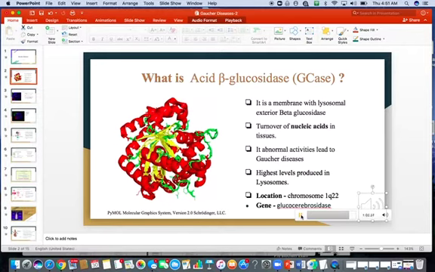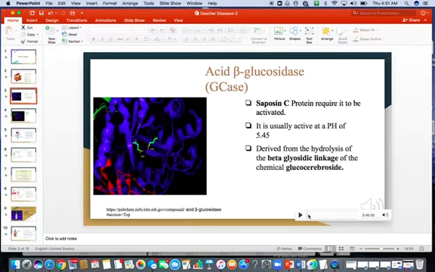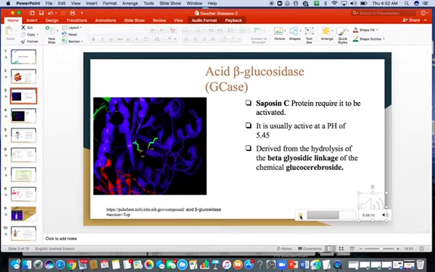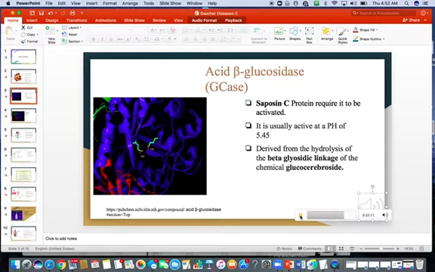And it is a protein enzyme which is usually found on chromosome 22 of the human chromosomes. It helps to activate a protein called the saposin C protein. And acid beta glucosidase acts through hydrolysis of the beta glucosidic linkage of the chemical called glucocerebroside.